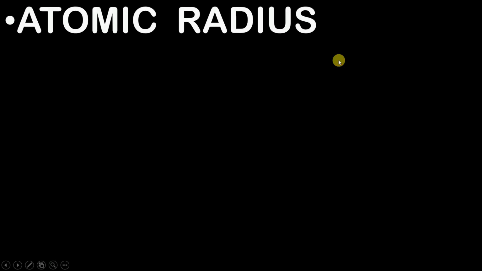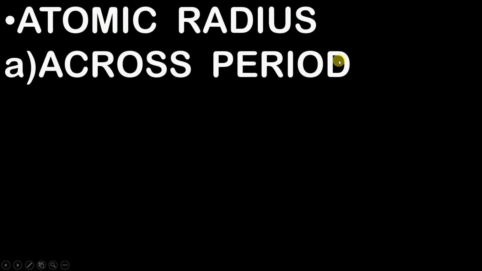Now this atomic radius is going to change across the period, which means that if you consider a particular period and move from left to right, it is obvious that the atomic radius of the elements is going to vary, and it is also going to change as you move along the group. So if you consider any group and move from top to bottom, it is obvious that the atomic radius of the elements is going to change.